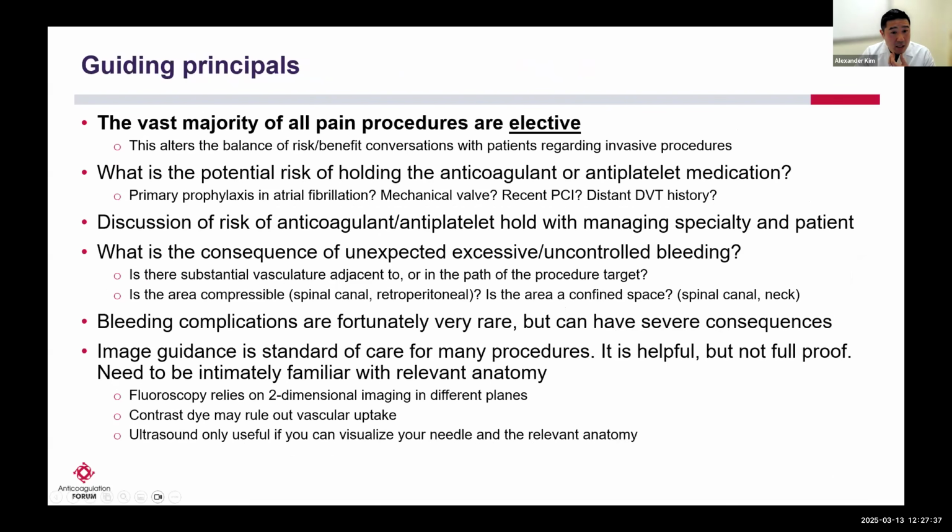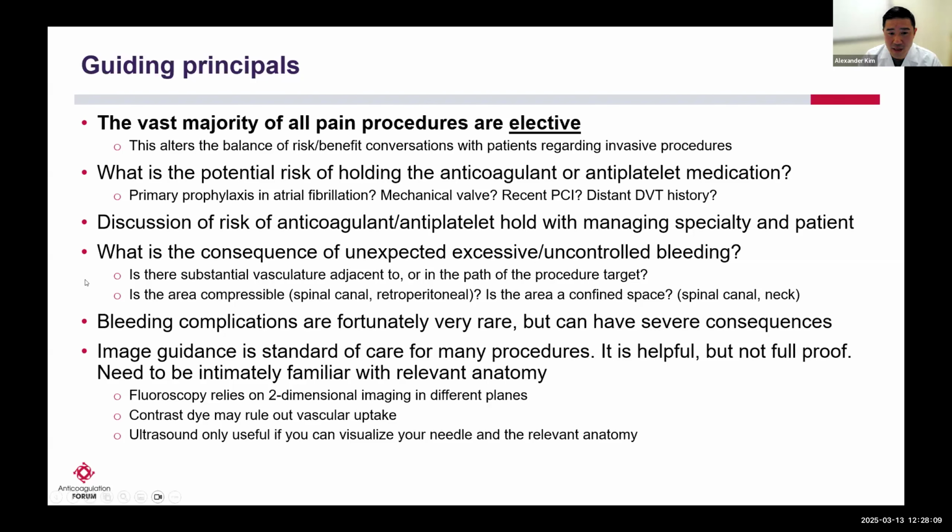So, now that we talked a little bit about the general types of procedures we do, I wanted to talk about a couple of the concepts when it comes to anticoagulation management and bleeding risk. And I think the first major point that I wanted to highlight, and sometimes we can lose sight of a little bit, is that the vast majority of all pain procedures are completely elective. So this is in distinction with surveillance procedures or urgent procedures, or certainly emergent procedures, but they are all elective.